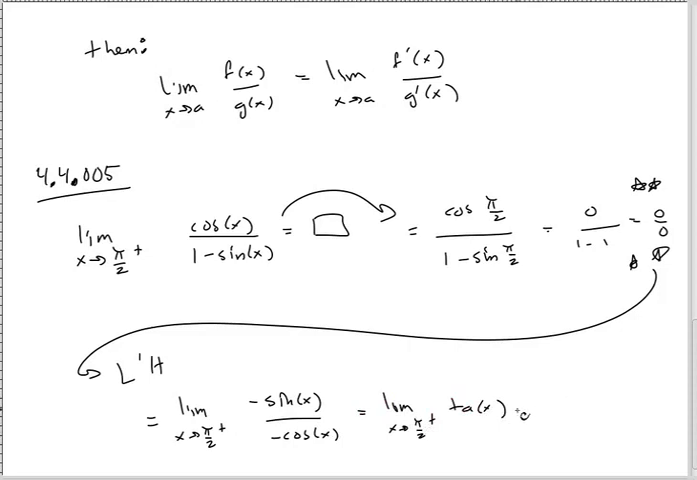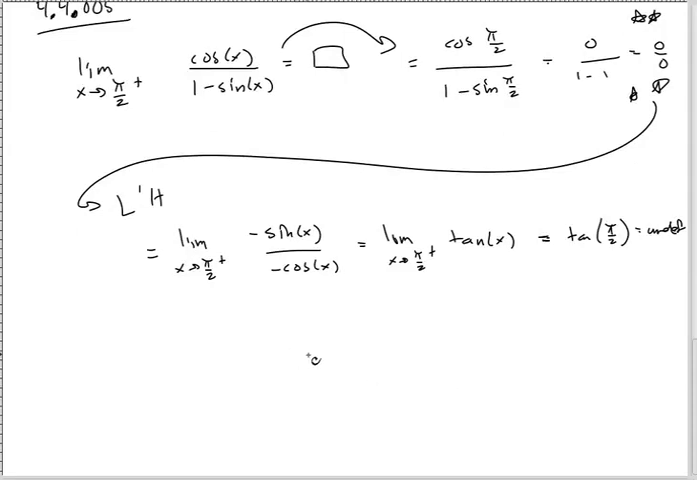And so when you plug in the pi over 2, and this is weird, tangent of pi over 2, at 90 degrees, is actually undefined. So how do we know what's really going on? Do I need to do more L'Hôpital's? Is the answer just undefined? What is the calculus answer? Well, this is actually a very tricky one. It's got to be number one. Your first question's got to be super tricky.